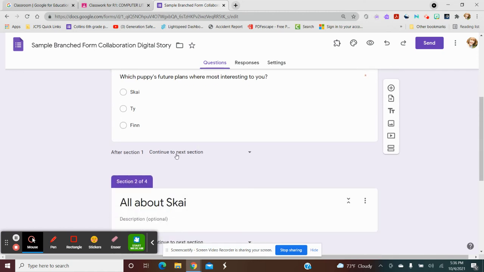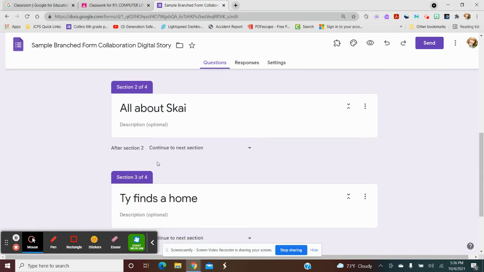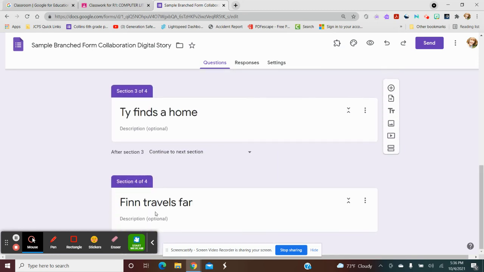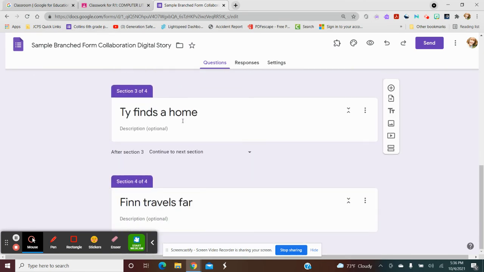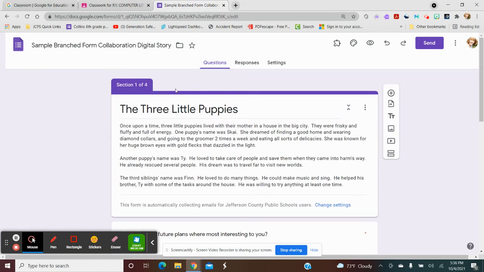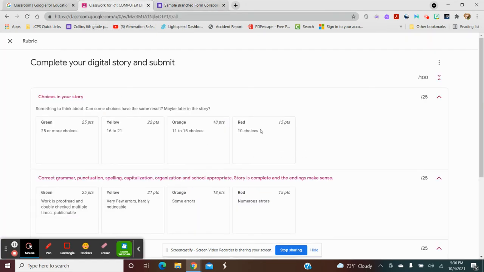And then you get after section 1. So then we did it and set it up to where you have your sections. Remember, you need to set your sections up first. So for right now, for my story, I have 3 choices. So mine would be in the red category. But mine isn't finished. I just got started.